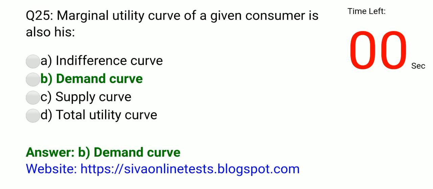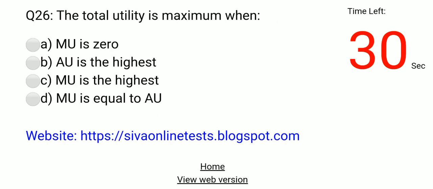Answer. B. Demand curve. Question 26. The total utility is maximum when. Options. A. MU is 0. B. MU is the highest. C. MU is the highest. D. MU is equal to price.